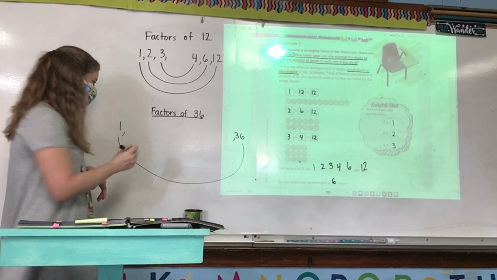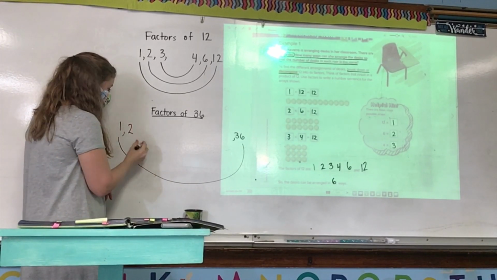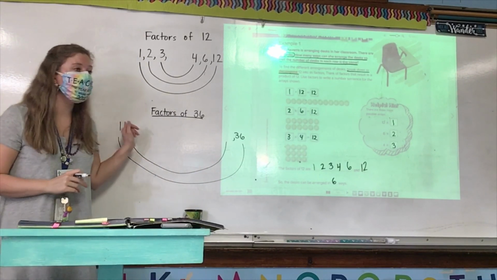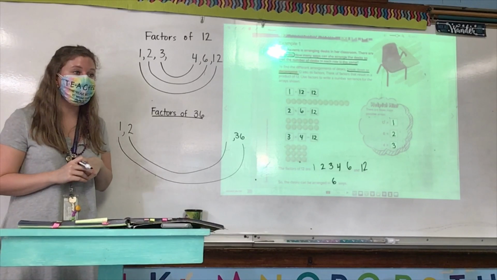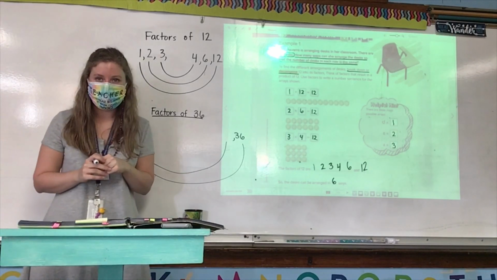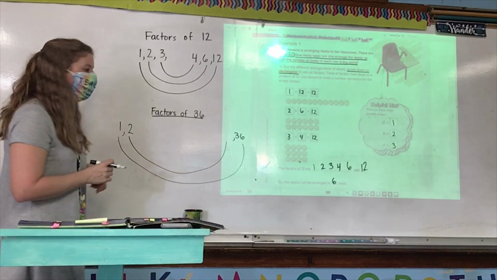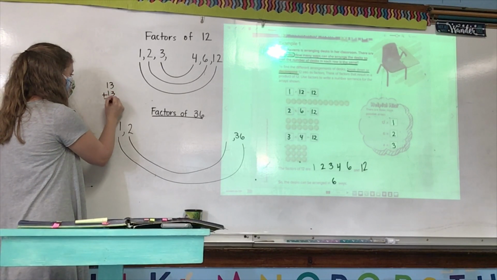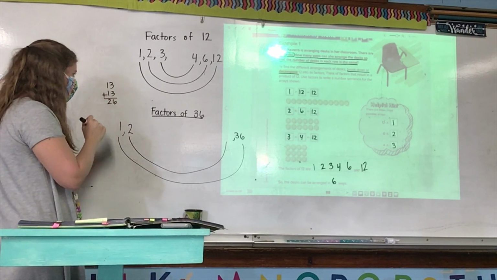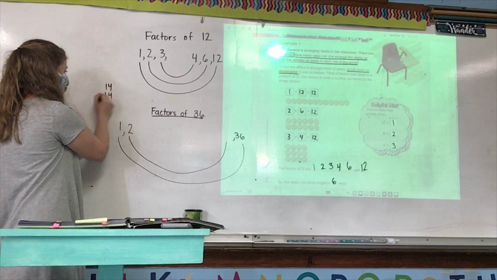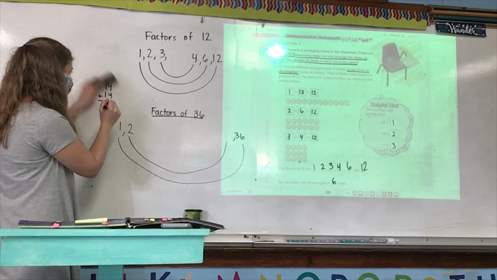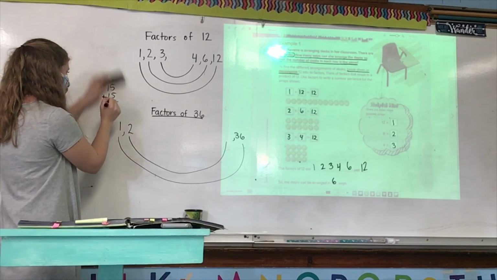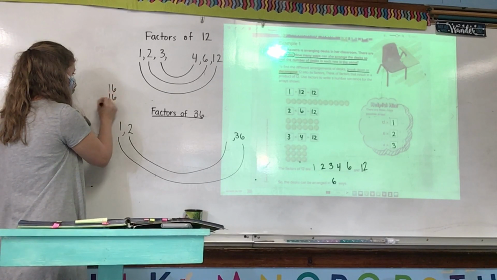36 is even. So that means 2 has to match with something. Now I don't want to move on to the next number until I figure out what 2 matches with. Well, I know 2 times 12 is 24. So that means I have to think, okay, 2 times 13. Well, that means repeated addition. 3 plus 3 is 6, so it's not that. Is it 14? Nope. Is it 15? Nope.